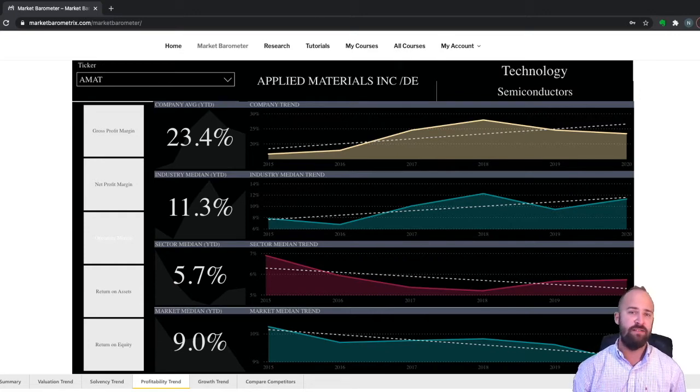And based on what we found in the solvency trend tab, this is what I would expect. I would expect that they'd be generating superior profits than that of their peers because of the fact that they're more leveraged, they're employing more debt.